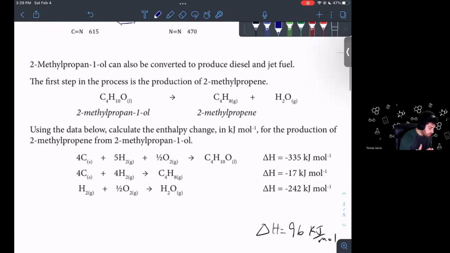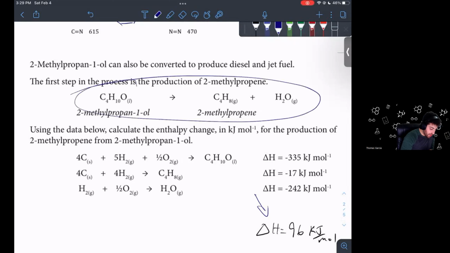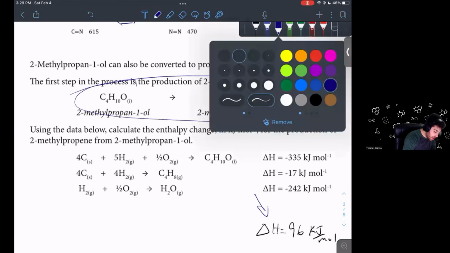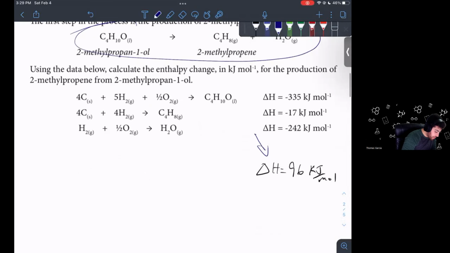We did this methylpropan-1-ol turning into methylpropane and water. And our original one got us an answer of 96 kilojoules per mole. We're going to use the same exact thing, but now we're going to look specifically at just the reaction. And we have to figure out how many of which types of bonds exist. And so the way we do this is we actually have to draw out the structures of each of these reactants and products and count the bonds. So I'm going to go ahead and do that right here.